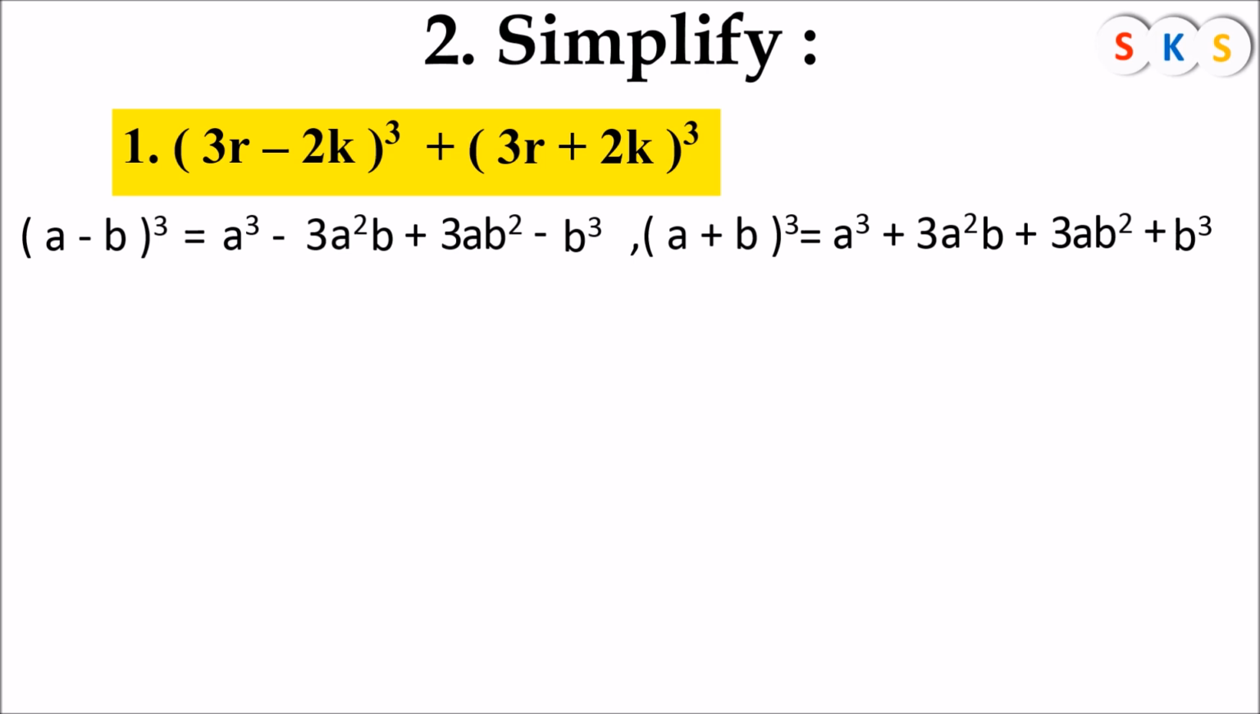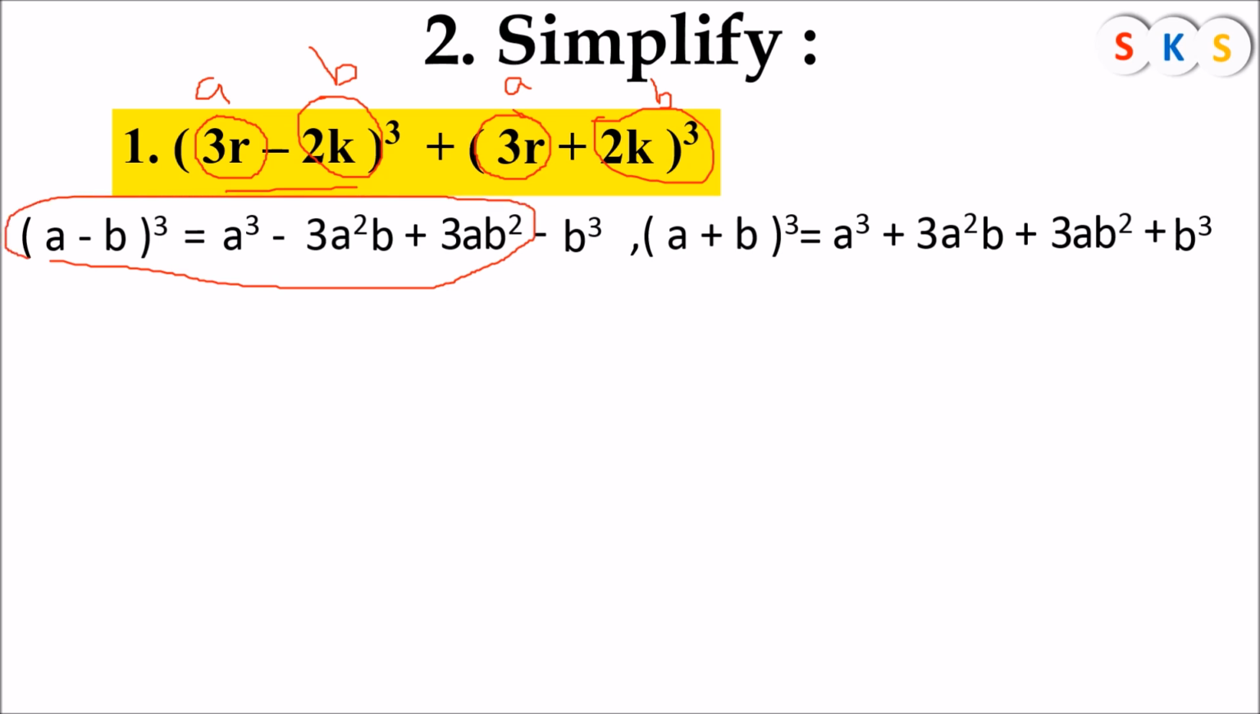So here, what is a over here? It's 3r. In both the cases a is same. This is your a, and this is your b. b is same in both the binomials. So to expand 3r minus 2k, we will use this formula, right? We will use this formula to expand the first part of this question, and to expand 3r plus 2k the whole cube, we will use this formula, a plus b the whole cube, correct?